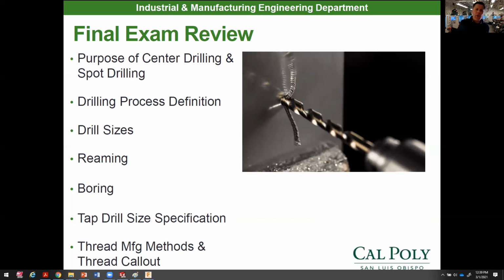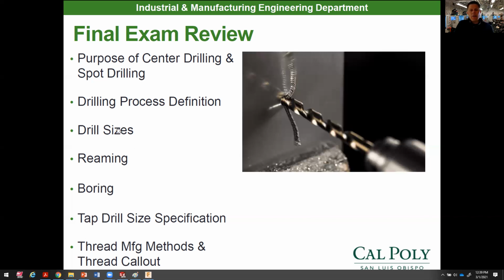Now, other hole processes we learned about were boring as well. Boring is enlarging an already existing hole. So I bore out holes that are already there to make them larger with a single point cutting tool. That's what boring is all about, using a single point cutting tool to enlarge a hole. That's word for word from this test question right here.